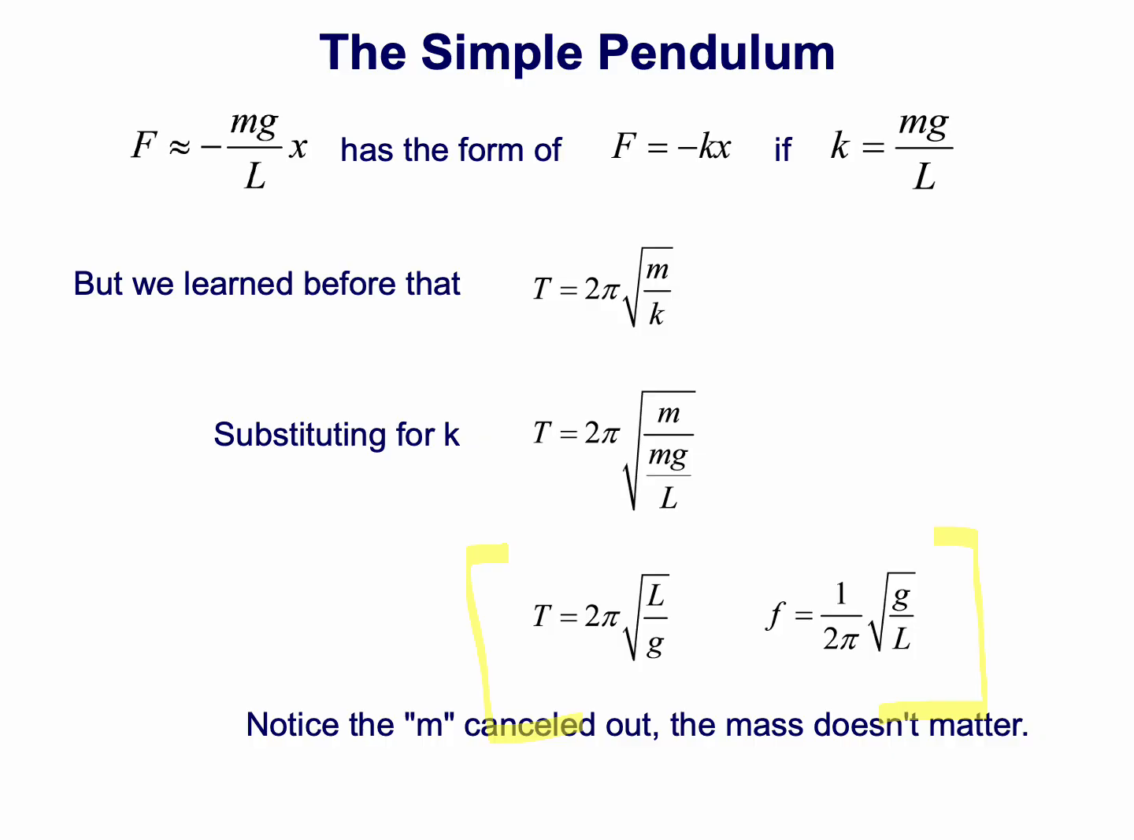Notice the m canceled out. The mass does not matter for how fast it swings. It could be a 1 gram weight or a car. It swings back and forth. And once again, we'll do a couple of demos that illustrate that. It's really interesting how that works. It really just depends on the length of the pendulum and gravity. And so we can kind of see the relationship there.